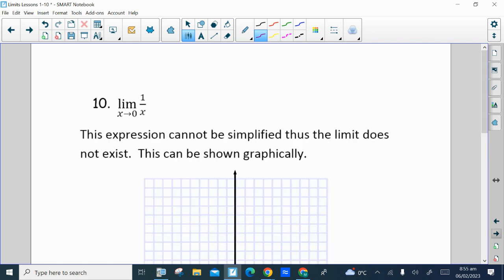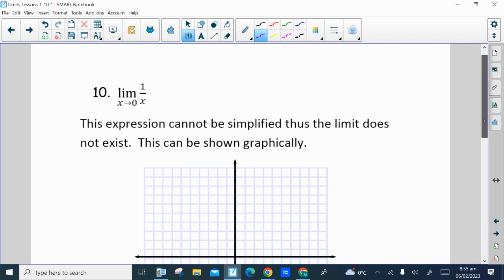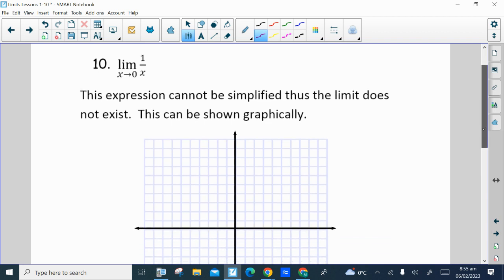And remember, on Friday we saw that sometimes you cannot do something to the function to eliminate the non-permissive value on the bottom. And so in those cases, we need to do it graphically. Right? So you've got the limit as x approaches 0 of 1 over x. 0 is a non-permissive value. So let's look at the graph of 1 over x. So this is a rational function.